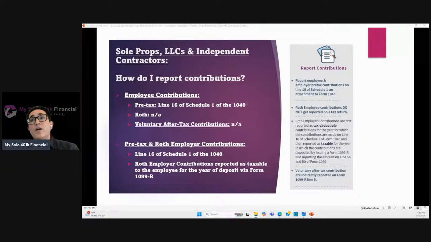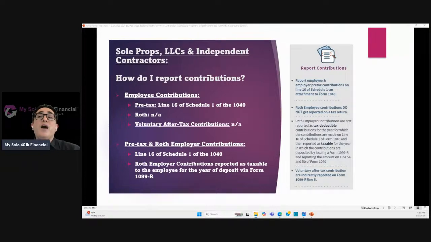Now, historically, employer contributions were always made as tax-deductible contributions, as pre-tax contributions. So when Secure Act 2.0 came out, this created an open question of, okay, well, how does one report employer contributions made as Roth contributions? And the answer to that question wasn't provided by the IRS until almost a year after Secure Act 2.0 was enacted.